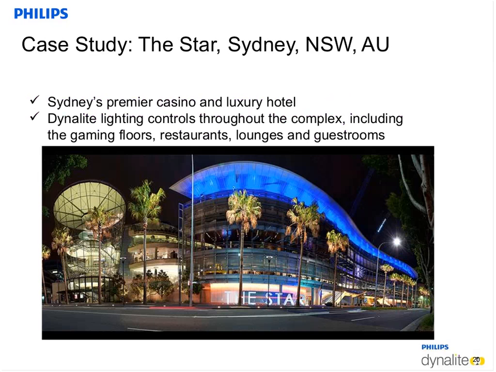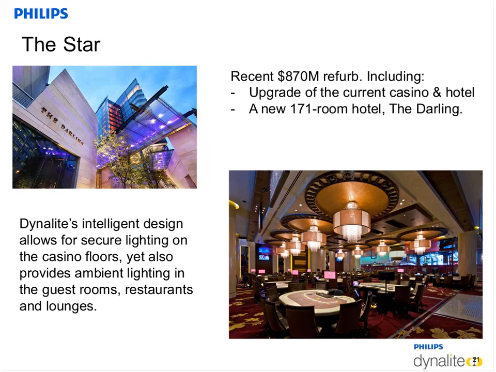Let's take a look at a few examples. The Star in Sydney, it's a landmark casino and hotel complex. So Dynalite was installed throughout, and you can imagine in a casino environment, a wide variety of different requirements. So here, for example, we have gaming floors, restaurant, lounge, guest rooms, and if you have a refurb of 870 million, you're going to have a lot of control and you're going to have some big demands. Here we also had a new 171-room hotel. You've got hospitality.